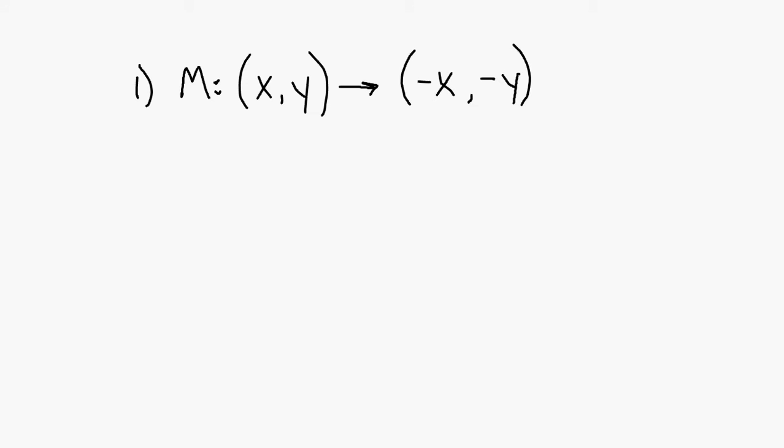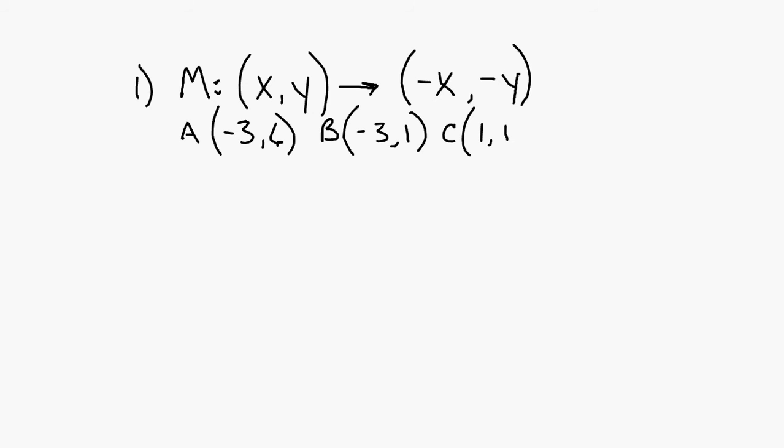And you're given A at -3,6. B is at -3,1. C is at 1,1. And D 1,6. All right, so A prime is just going to be, you're just going to list the opposite of each of the xy values. So it's going to be 3, negative 6.